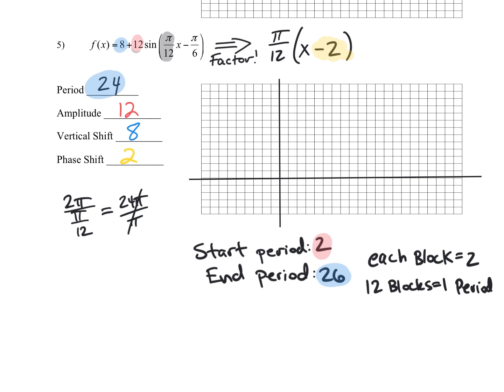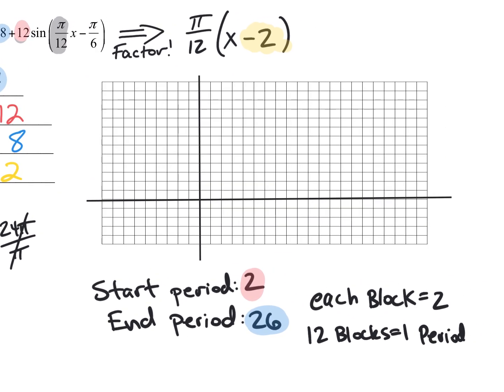So what I'm going to do, I know that I start at 2. Each block is worth 2. So my first block is going to be here. And then I'm going to count 1, 2, 3, 4, 5, 6, 7, 8, 9, 10, 11, 12 to get the end point of that first period. I did this little extra step down here so I can label my starting point and my end point with that information.